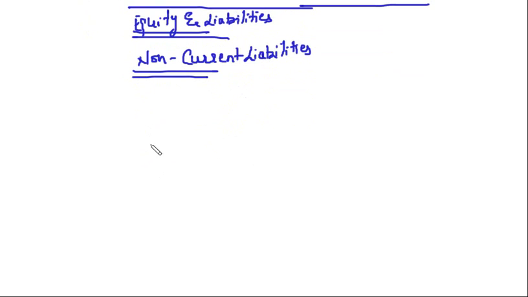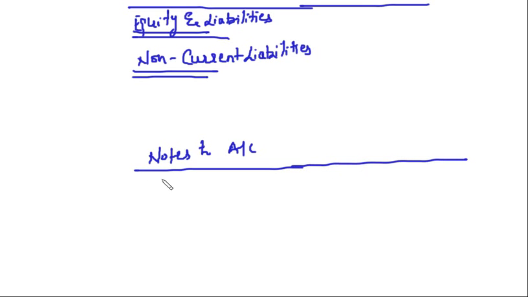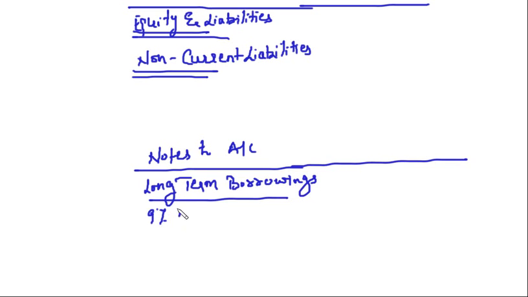How do we show this? First we'll prepare notes to accounts, right? In notes to accounts we have long-term borrowings, right? In the long-term borrowings we will say 10,000 9% debentures of rupees 10 each. Once again, how you have to write this? 10,000 9% debentures of rupees 10 each, not 100, I'll take 10 only. What is the amount? 1 lakh rupees.